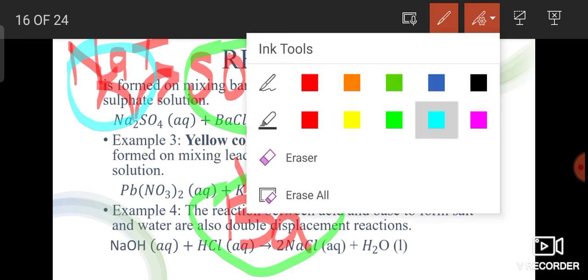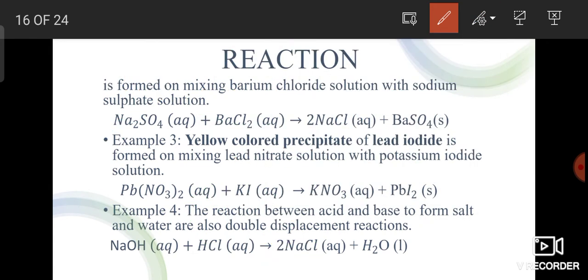Okay, so let's have a look at it. Yeah, it is visible. Now this is sodium chloride and this is barium sulfate. Now a white precipitate of barium sulfate is formed over here, because it is insoluble in sodium chloride solution. So barium sulfate will remain as the solid insoluble substance. So this is a white colored precipitate which is formed over here.